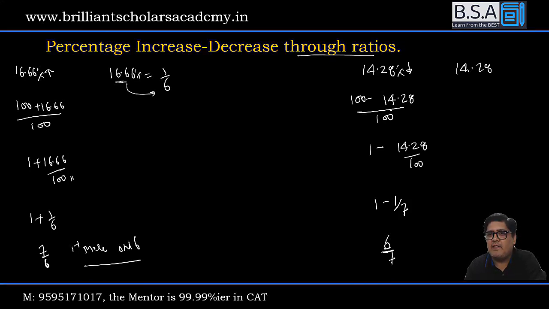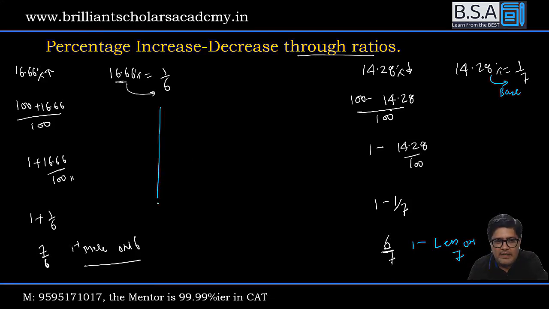14.28 percentage is what? Is 1 by 7. So what is the base here? What base am I using? Base is 7. देखो कम करना है. So do you see 7 के ऊपर में there is one value less. That is called percentage decrease. 1 less on 7. 1 more on 6 increase. 1 less on 7 decrease. So first thing you need to be able to recall is what is it equal to? What is the base? Let me take one more example. Here, let me take more examples.